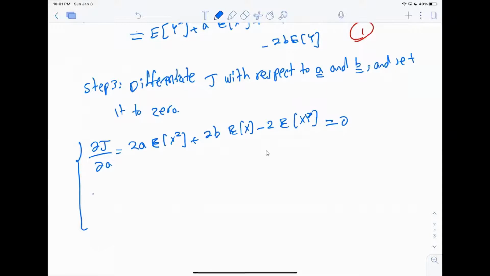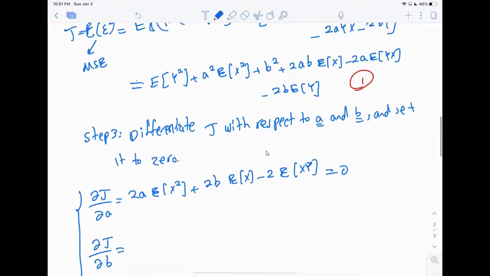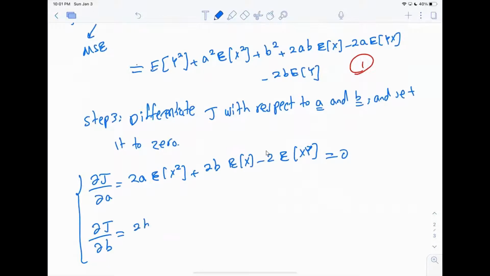In the form of a system of equations, ∂J/∂b, we get 2b as a third term plus 2a E[x] minus 2 E[y] equal to 0.